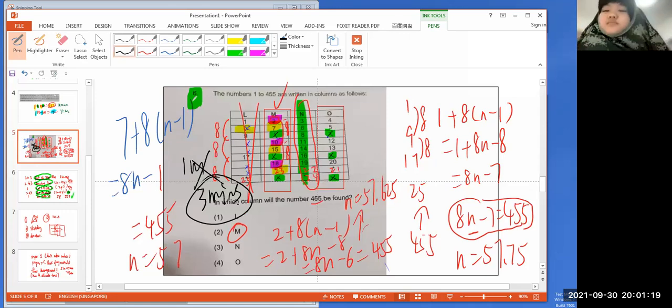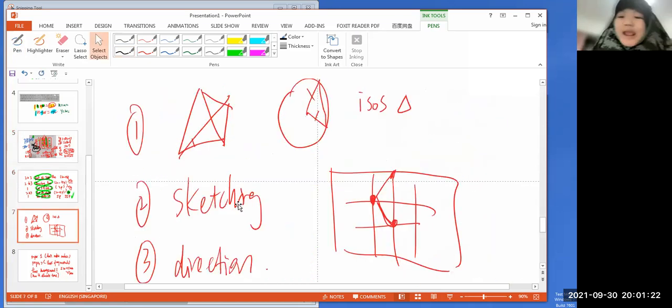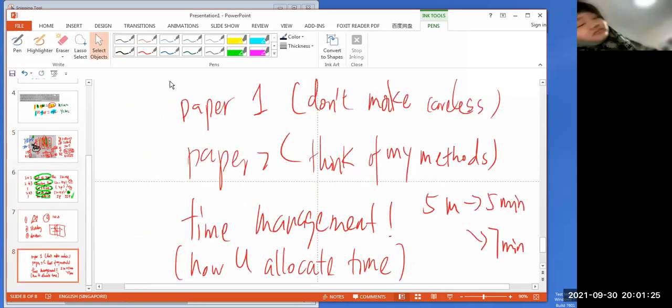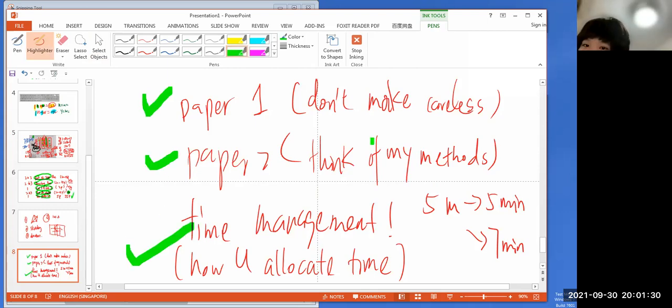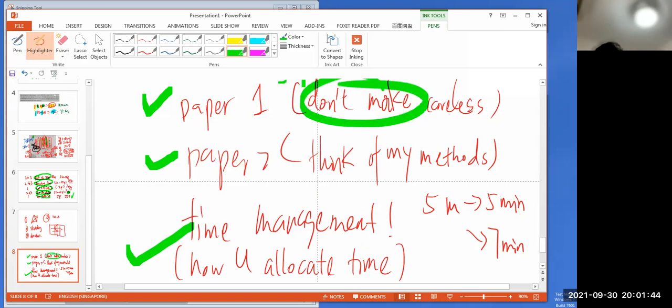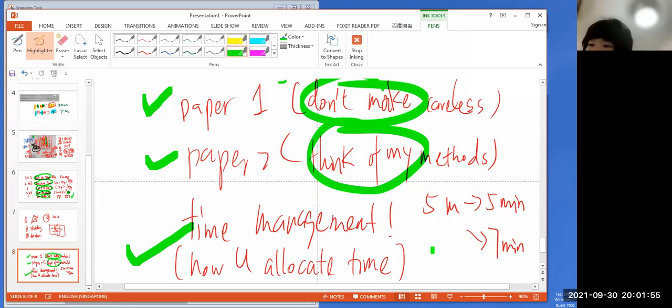可以吗? Okay, so basically, if you forget everything, just remember the last slide here. If a student is asked to memorize this slide, super easy. For paper 1, don't make careless mistakes. For paper 2, if you encounter questions that you don't know what to do on the spot, just think of how I will approach the question, my methods. Then of course, skip is about how you allocate time.